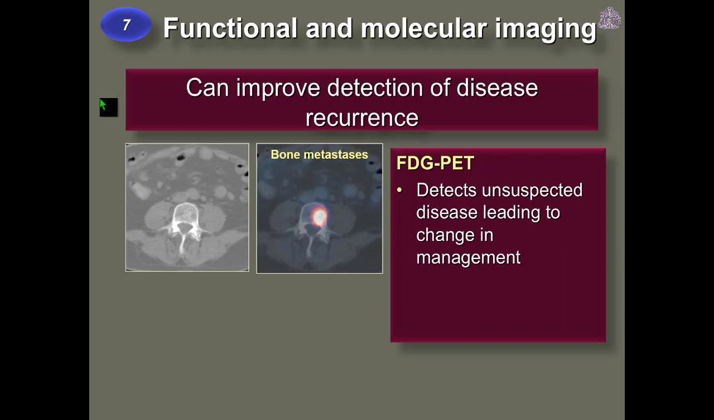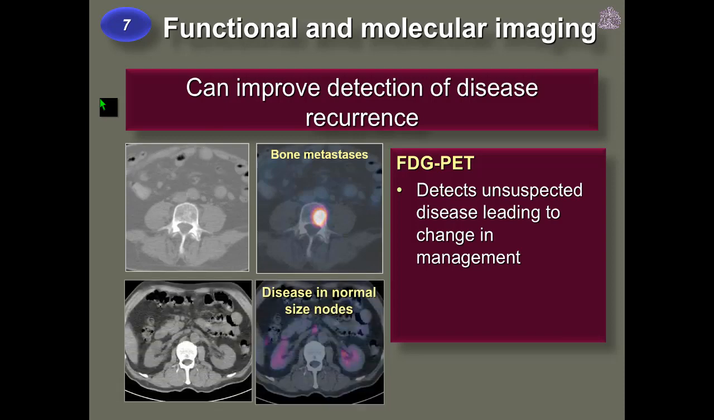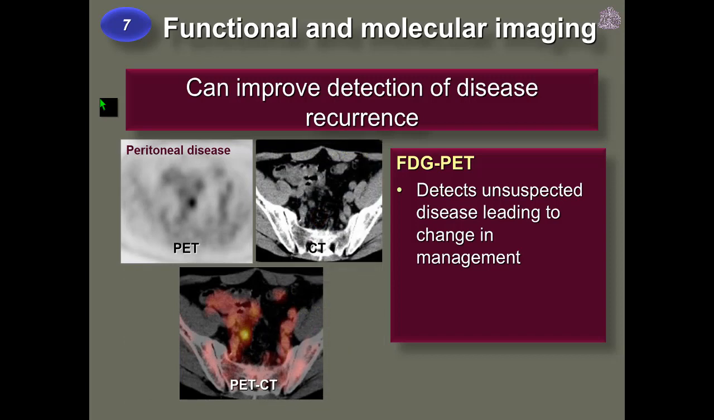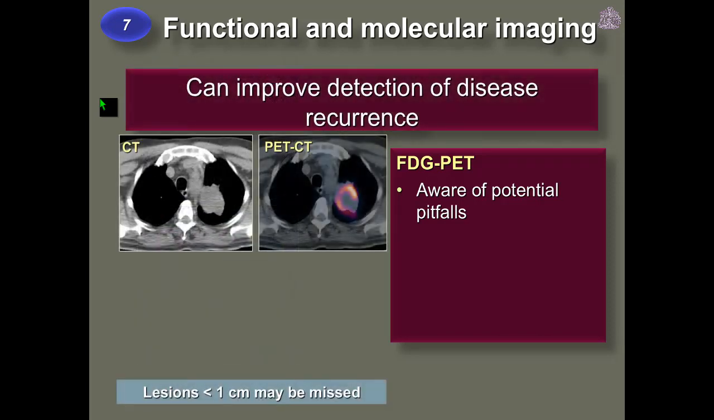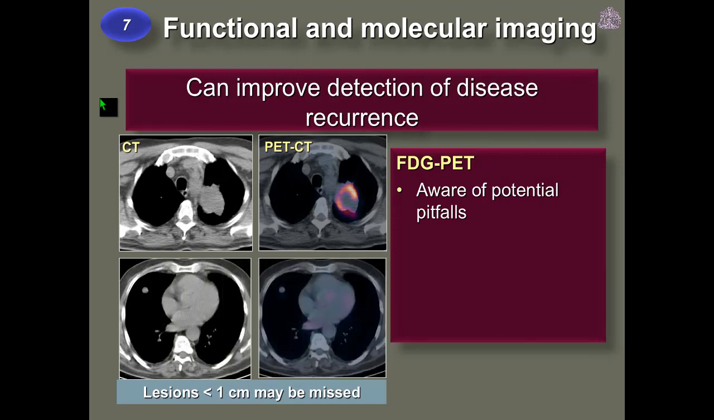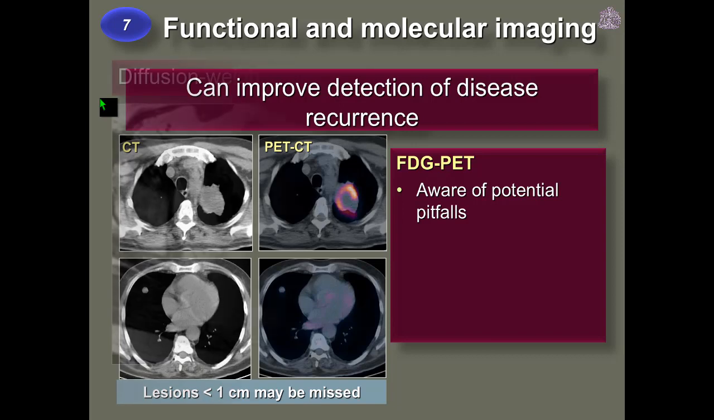So we know that FDG PET can detect unsuspected findings, such as bone metastases, or disease in unenlarged lymph nodes. Peritoneal disease is something that we can easily miss on conventional CT, but with PET now, and also diffusion-weighted imaging, we have a better handle on that. But beware of the potential pitfall, mucinous metastases. If you see something that is low density, it may be a metastasis, but it may not have FDG uptake. And of course, lesions less than a centimeter may not have enough metabolic activity to show up on the FDG PET, so you still have to do further follow-up.